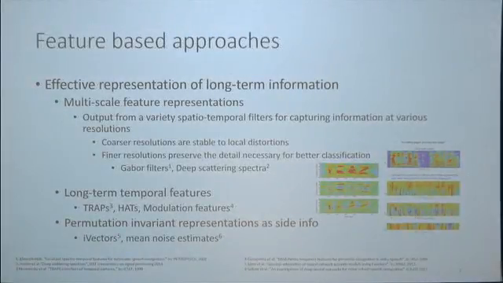In addition to this, there are also other kinds of techniques to capture this long-term information in the acoustic signal. And one of the really important techniques which has been shown to be very influential for adaptation is what we call permutation invariant representations. So these are representations which do not preserve any information about the actual sequence of data, but they capture long-term stationary information in the speech signal, like say the speaker characteristics or the environmental characteristics. And this kind of information, which is giving us long-term detail, is very popularly used as i-vectors or mean noise estimates.